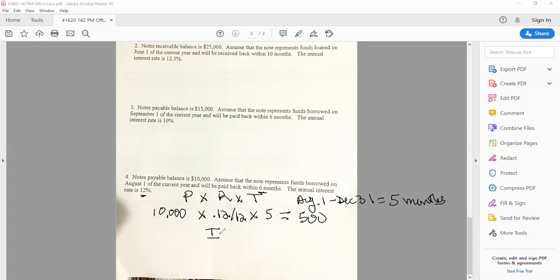Journal entry, the same as number 3. I'll write it out here. You're going to have interest expense debit for 500. And then you're going to credit your interest payable for $500.